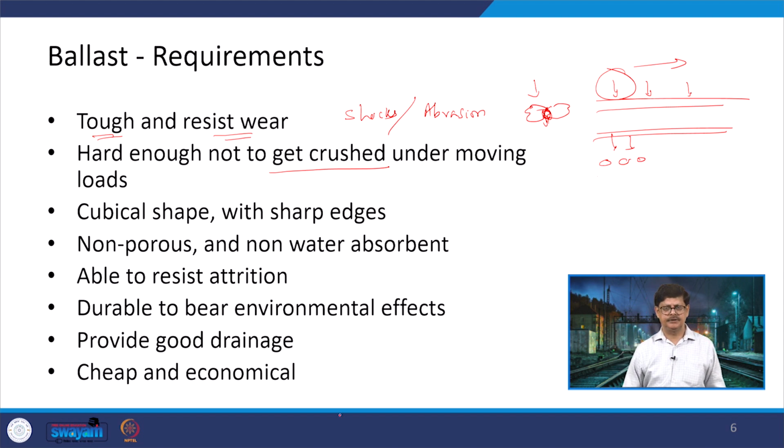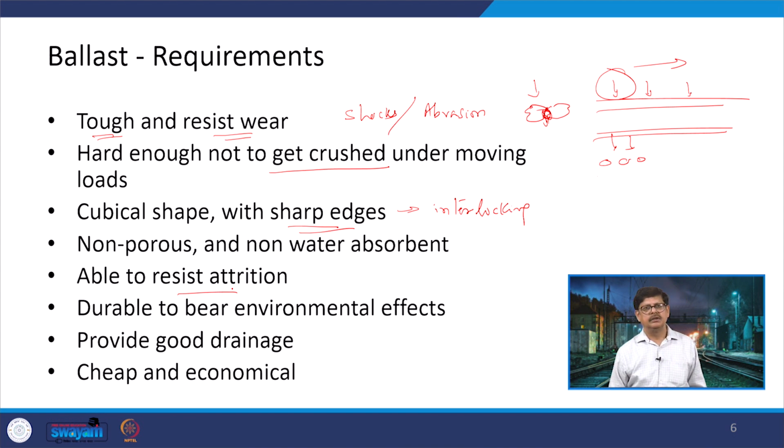That is another property. It should be cubical in shape with sharp edges, and if it has sharp edges, it allows for interlocking and thus makes a composite mass at the bottom. It should be non-porous and non-water absorbent. If it is water absorbent, then there will be a problem in terms of the quality of that material over a longer duration. It should be able to resist attrition.